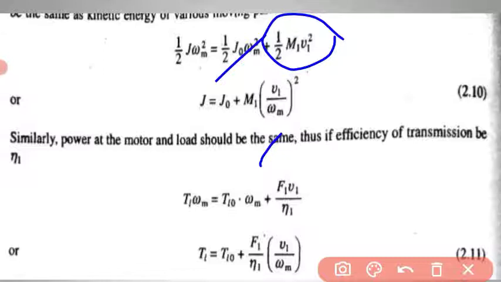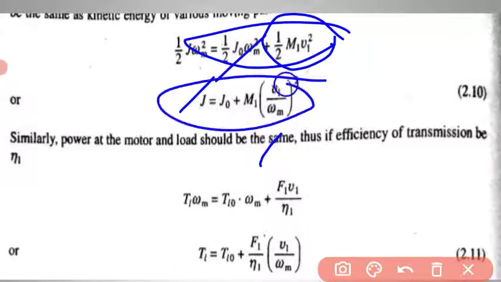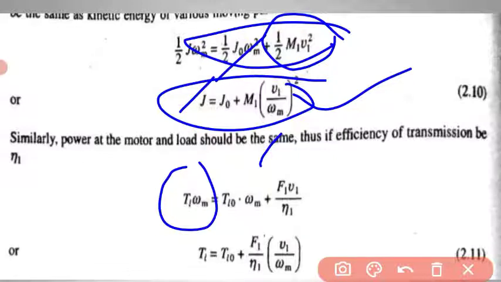Now the moment of inertia J can be obtained with the help of this equation. J is equal to J0 plus m1 (v1 by omega_m) whole square. Similarly, power at the motor and load should be the same, with transmission efficiency eta 1. So power developed by the motor, which is torque and speed, equals T_L0 times omega_m plus F1 times v1 divided by eta 1, where eta 1 is the transmission efficiency. So the equation for the load torque becomes this one.